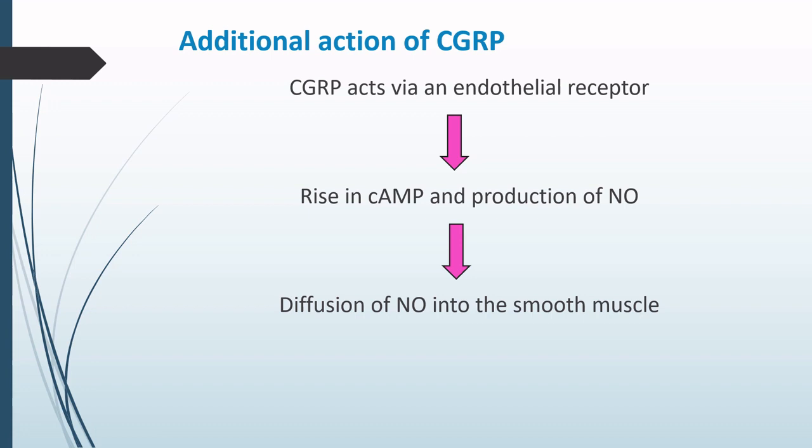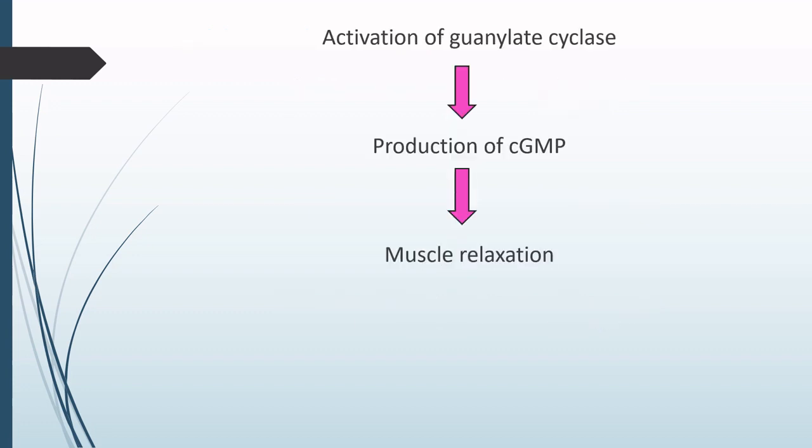The CGRP acts also by the endothelial receptor. So once there is increase in this level of cyclic AMP, this will also lead to the production of nitric oxide. This nitric oxide is going to diffuse itself into the smooth muscles. After the diffusion of the nitric oxide into the smooth muscles, there will be the activation of the guanylate cyclase. This guanylyl cyclase is going to convert the GTP into cyclic GMP.